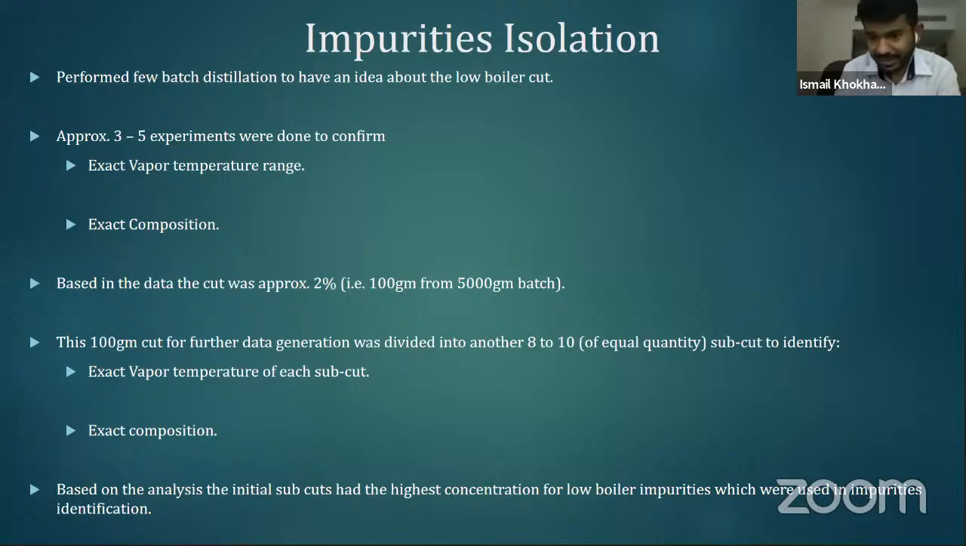Here we had an idea of what is the exact vapor temperature of each sub cut, and what is the exact composition in each sub cut. Based on the analysis, the initial subcuts, like the first, second, and third subcuts, had the highest concentration of the impurities. So we used these cuts for impurity isolation, and using methods like GC-MS and NMR, the impurities were identified.